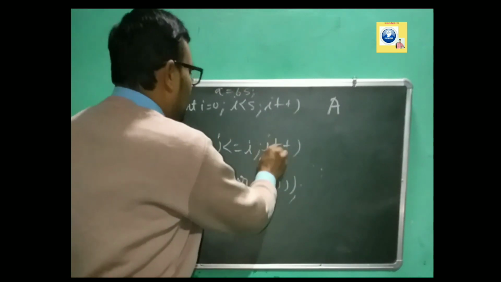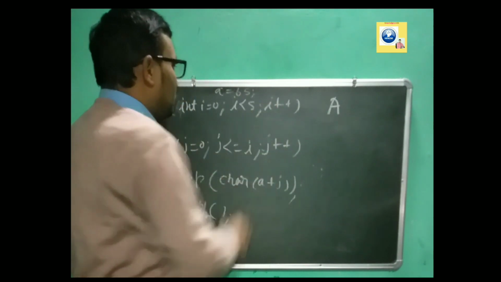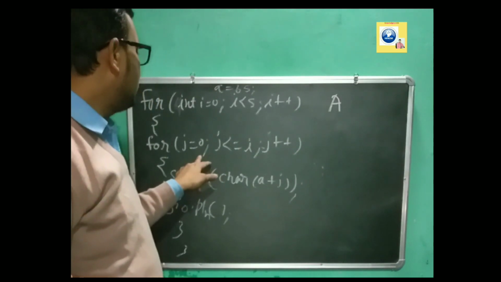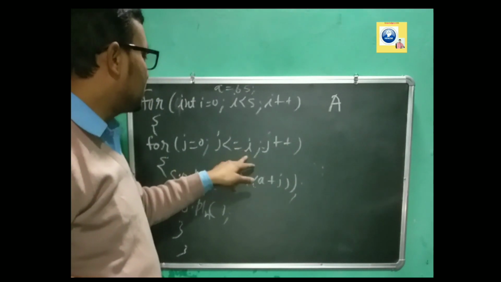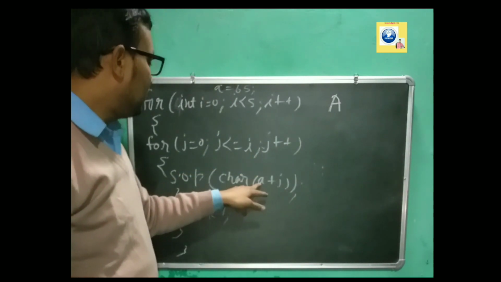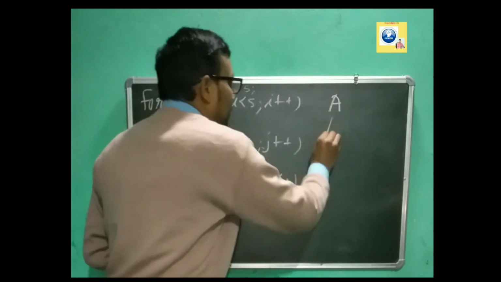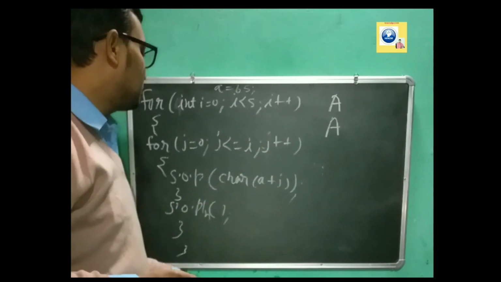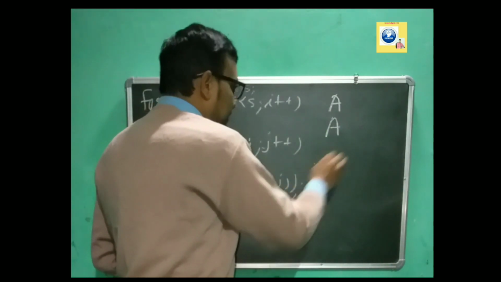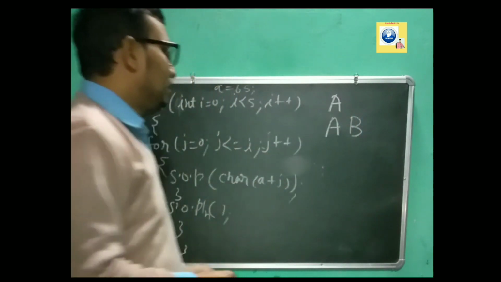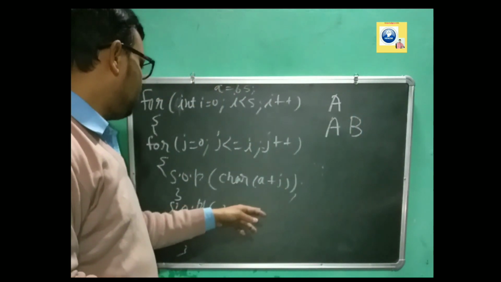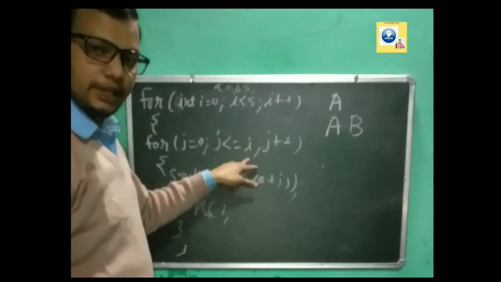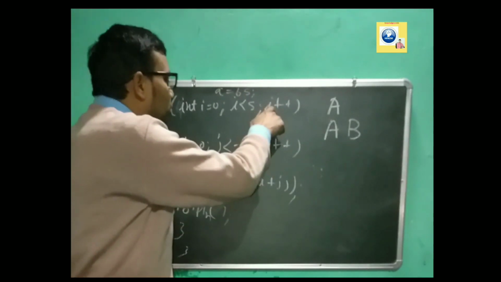i++ here, i becomes 1. 1 is lesser than 5. Now again j becomes 0. 0 is lesser than or equal to 1, the condition is true. So what will happen? Again 65 plus 0, A will be printed. When j++, it becomes 1. 65 plus 1, 66. What will be printed? B will be printed. Okay, after that, what will happen? The line will be changed when j++ becomes 2. 2 is not lesser than or equal to 1, the condition is false. It goes to the outer loop.